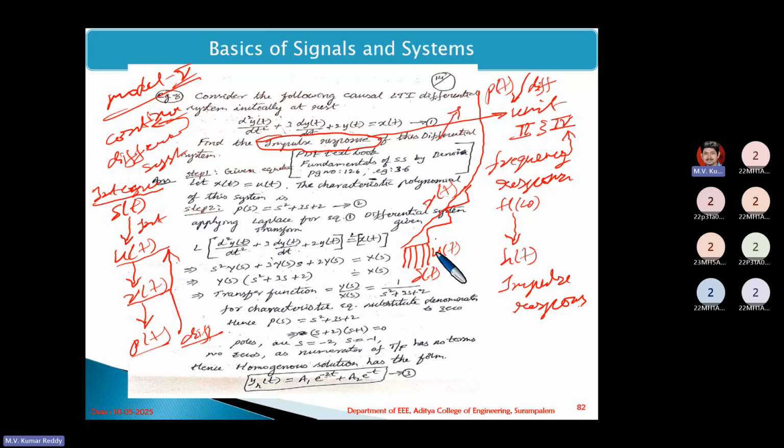For that reason, we are taking a step signal. Why step signal? Because here we are calculating the impulse signal. Whenever a step signal is differentiated, we will get an impulse signal.